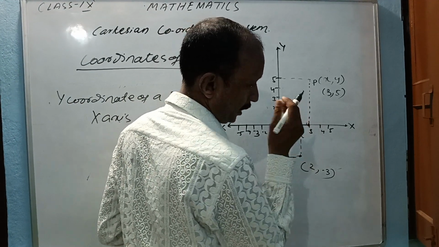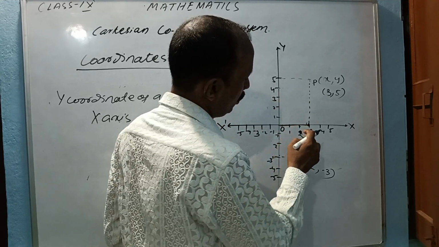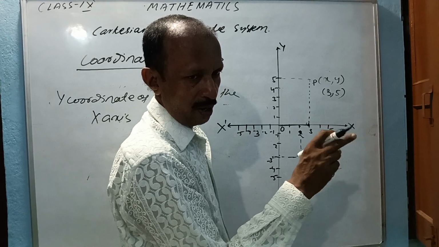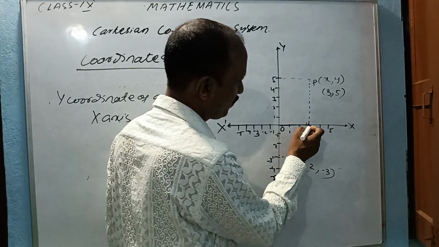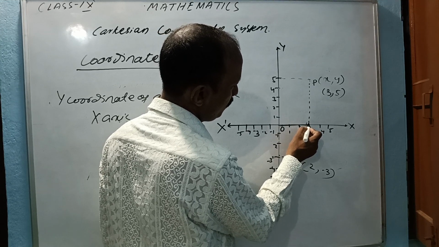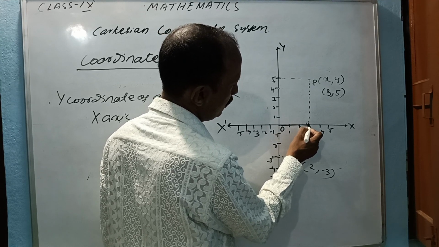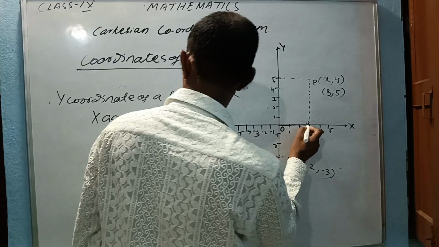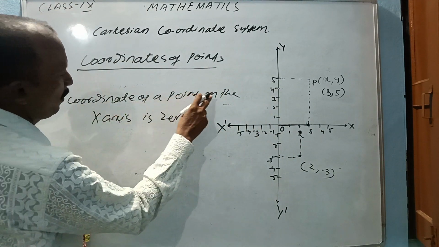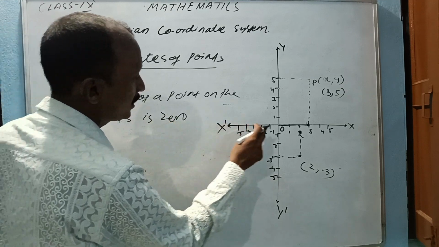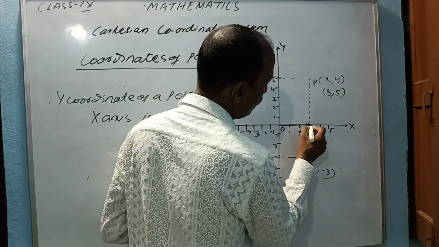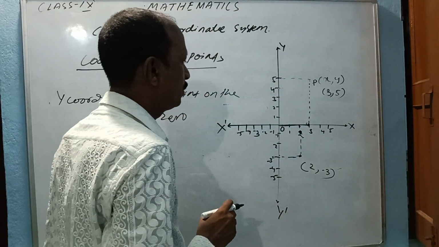Here is the x axis. Y coordinate means its perpendicular distance from the x axis. That means from there to there. That's why the perpendicular distance from the x axis is 0. See here, the y coordinate of a point on the x axis is 0. Here to here 3. 3 is the x coordinate, but the y coordinate is 0.